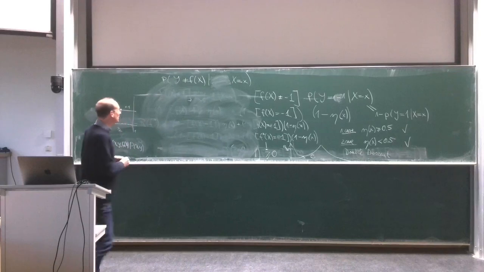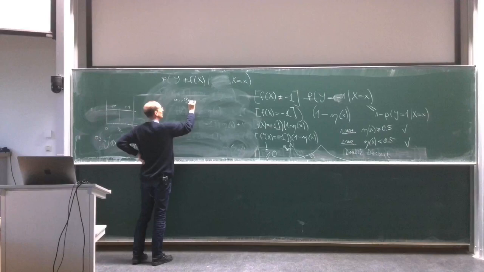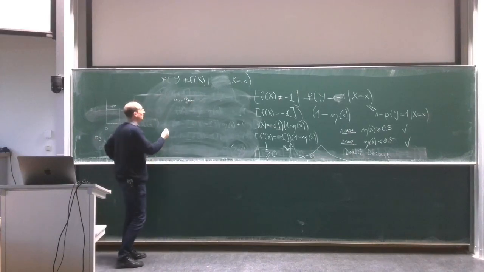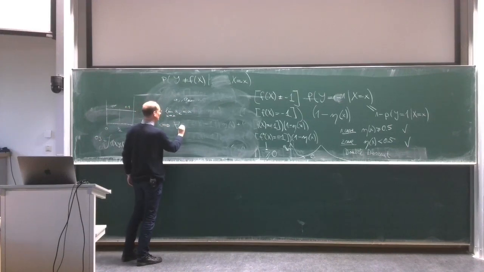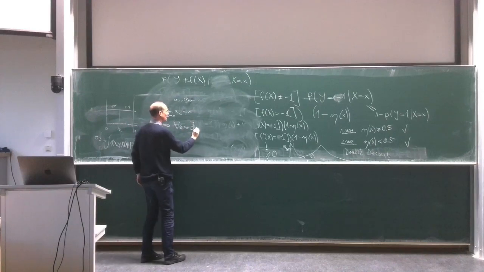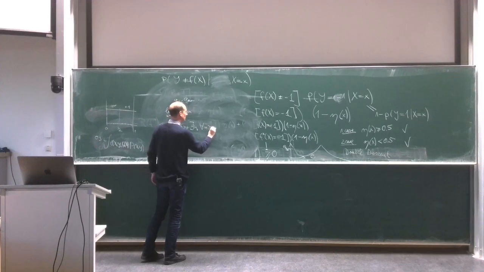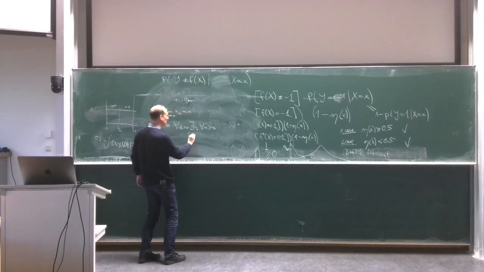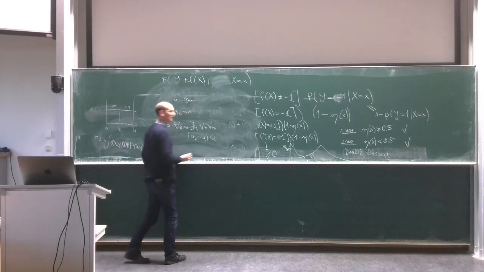When you define the limit of a sequence, suppose you have a1, a2, and so on. Then you would say the limit of a_k is equal to a for k going to infinity if and only if for all epsilon greater than 0, there exists an n0 such that for all n greater or equal to n0, the distance between a_n and a is smaller than epsilon.